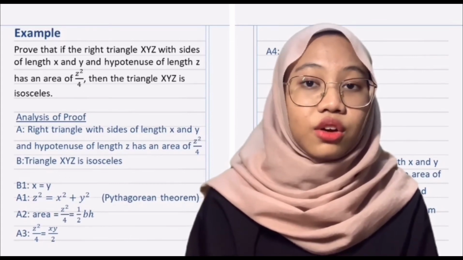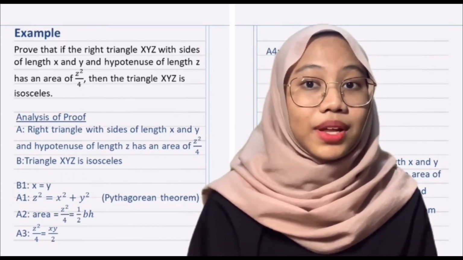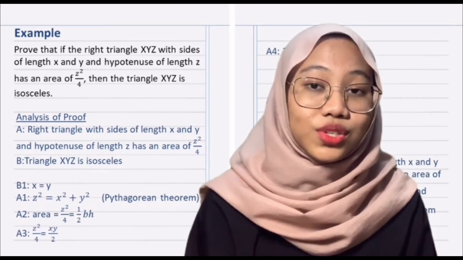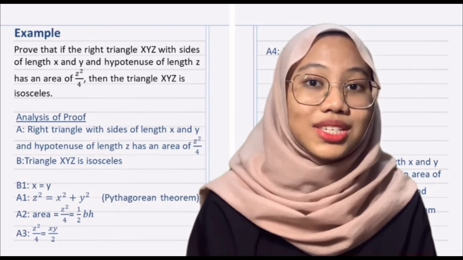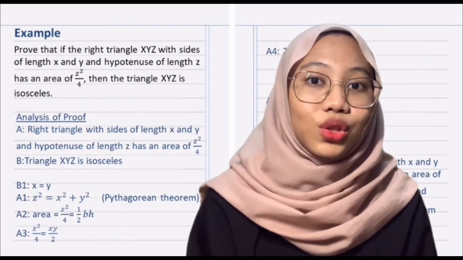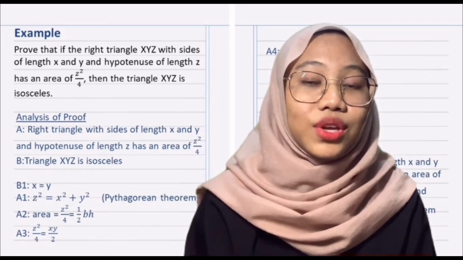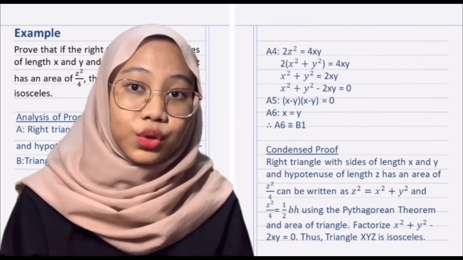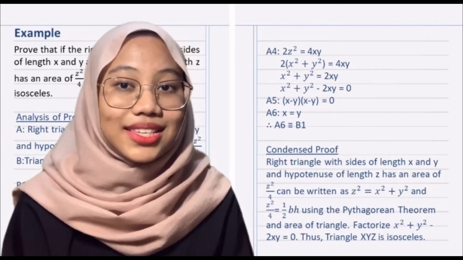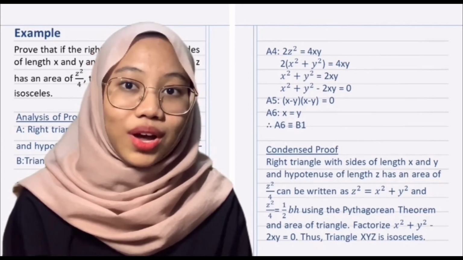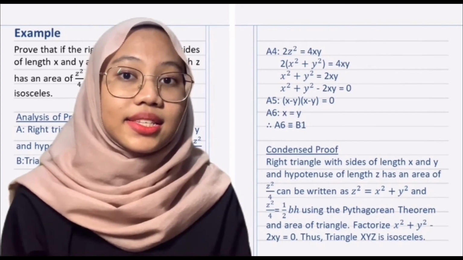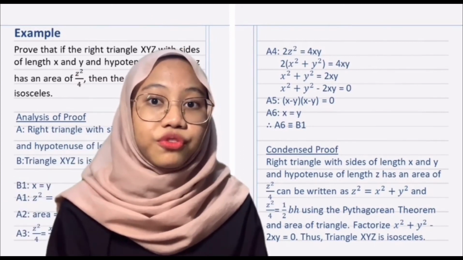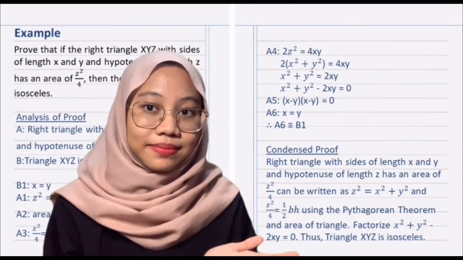For the first forward process, we can apply Pythagorean theorem to derive A1. For A2, we can use the formula of a triangle, which is B times H divided by 2, and then insert the value into the equation to create A3 and A4. We can factorize the equation in A5 to A6, which is x equals y. We can see that A6 is same as B1, so it is proven. For condensed proof, it can be written like this.